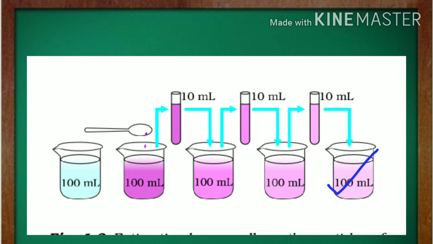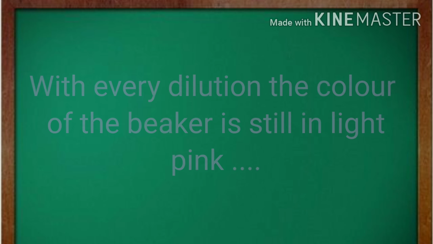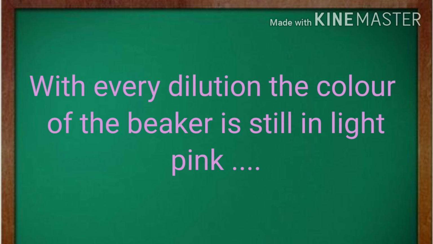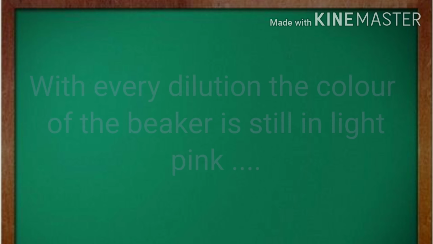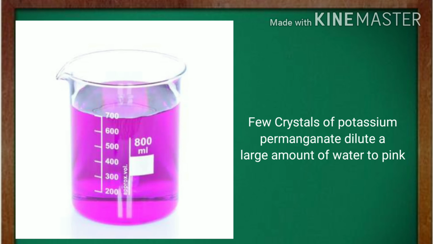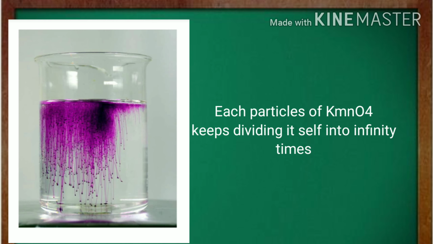Then observe, is the last beaker of water still pink, or is it clear water? Your answer is, with every dilution the color of the solution goes on getting lighter pink, but it is still visible. This experiment shows that just a few crystals of potassium permanganate can color a large volume of water, nearly 1 liter. So we conclude that there must be millions of tiny particles in just one crystal of potassium permanganate, which keeps on dividing itself into smaller and smaller particles.